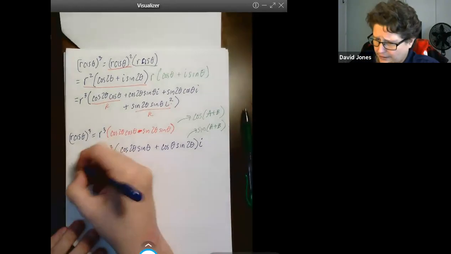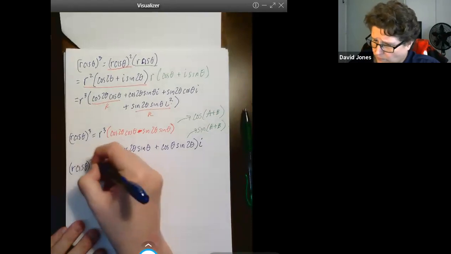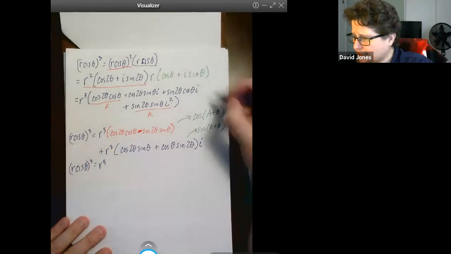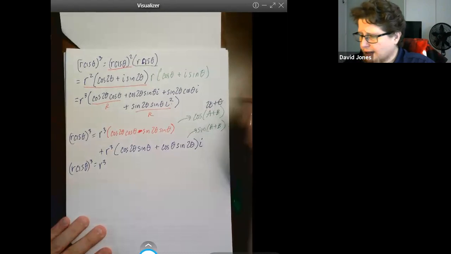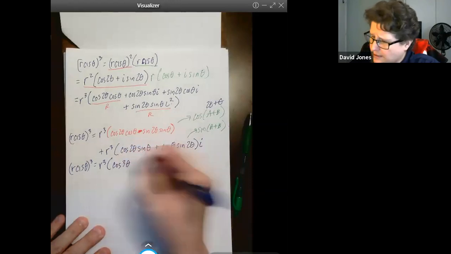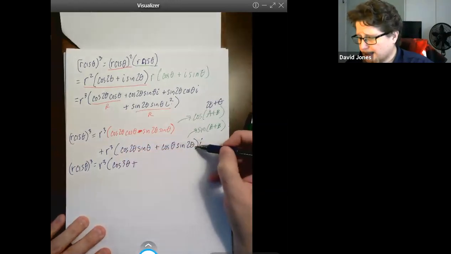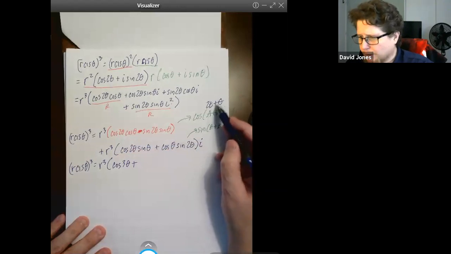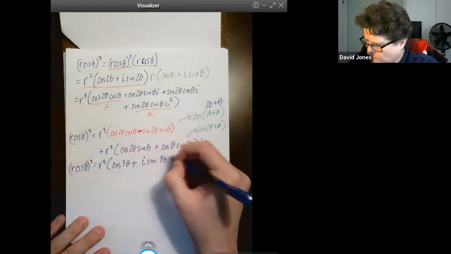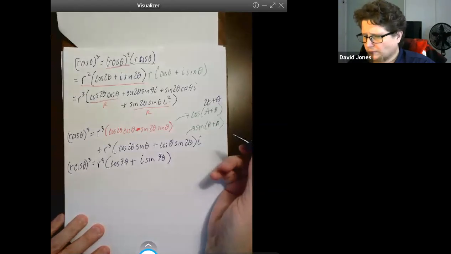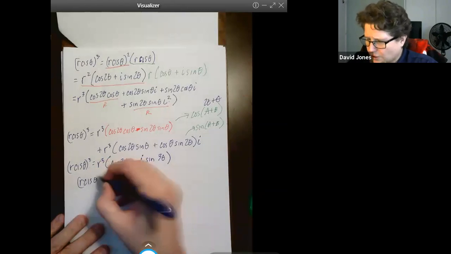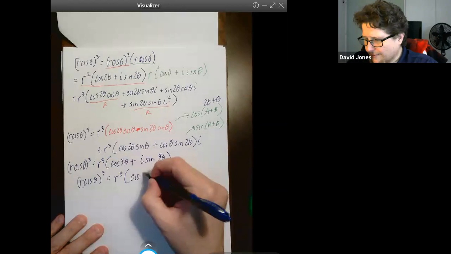So if we put them together, a is 2 theta, b is theta. So 2 theta plus theta is 3 theta. I've got cosine 3 theta plus, and then I get down to this parentheses, this turns into sine of 2 theta plus theta, which is sine of 3 theta, but we have the i there. And finally, r cis theta cubed is r cubed cis 3 theta.